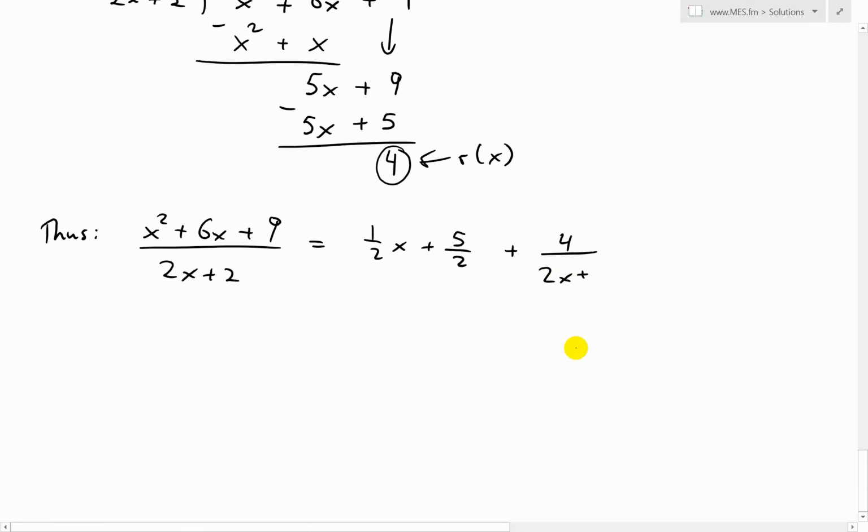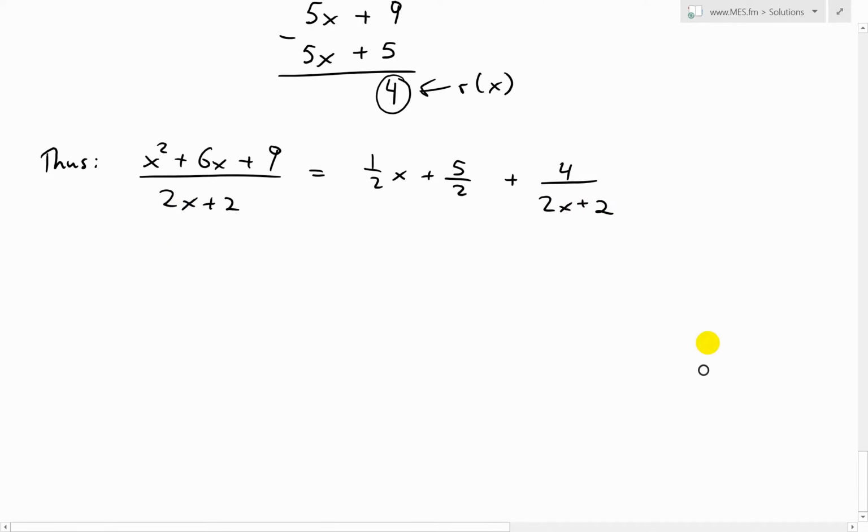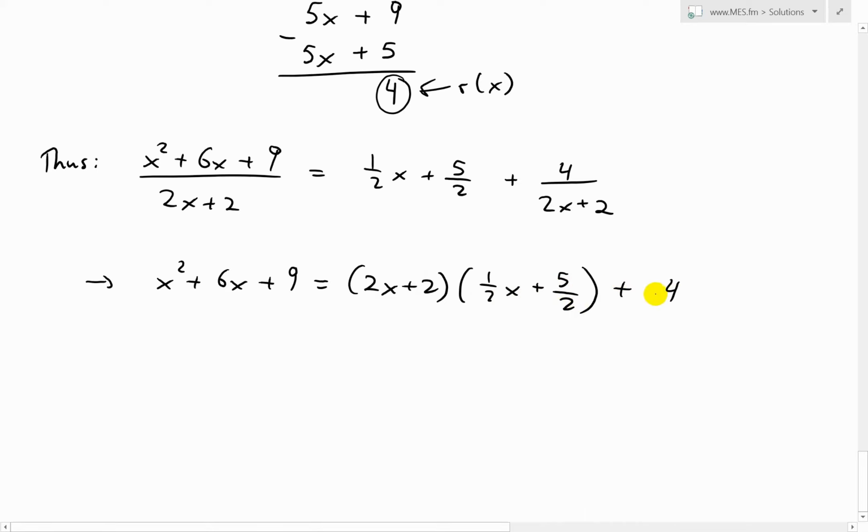Remember, that is the long division method. Now when you multiply by 2x plus 2 on both sides, we can cancel that. What we end up getting is x squared plus 6x plus 9 equals, now let's put this in front, 2x plus 2, and then we have this 1/2 x plus 5 over 2, and now we have plus the 4, so the 2x plus 2 cancels out. In other words, here we have our a, here's b, here is the q, and there's the r.